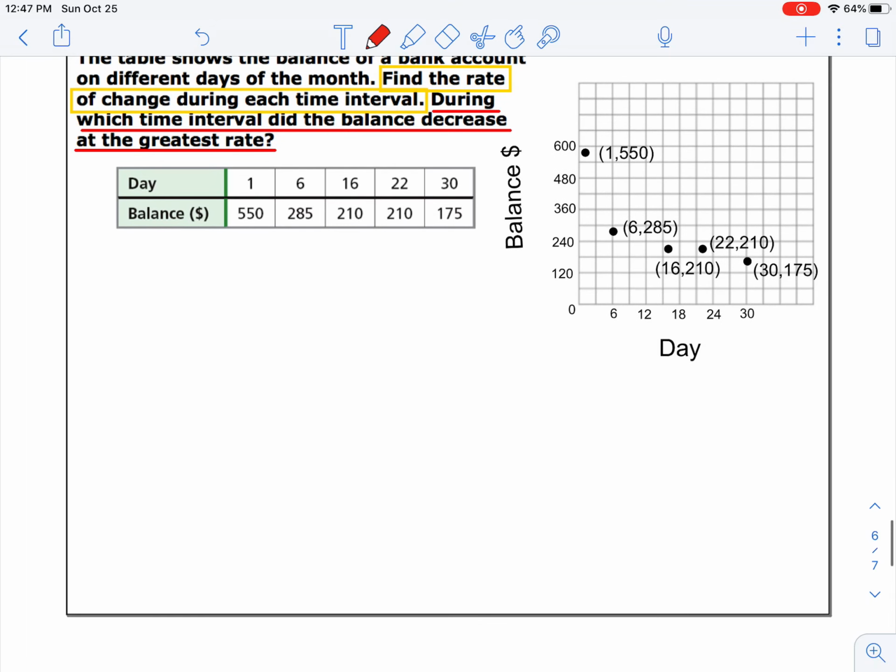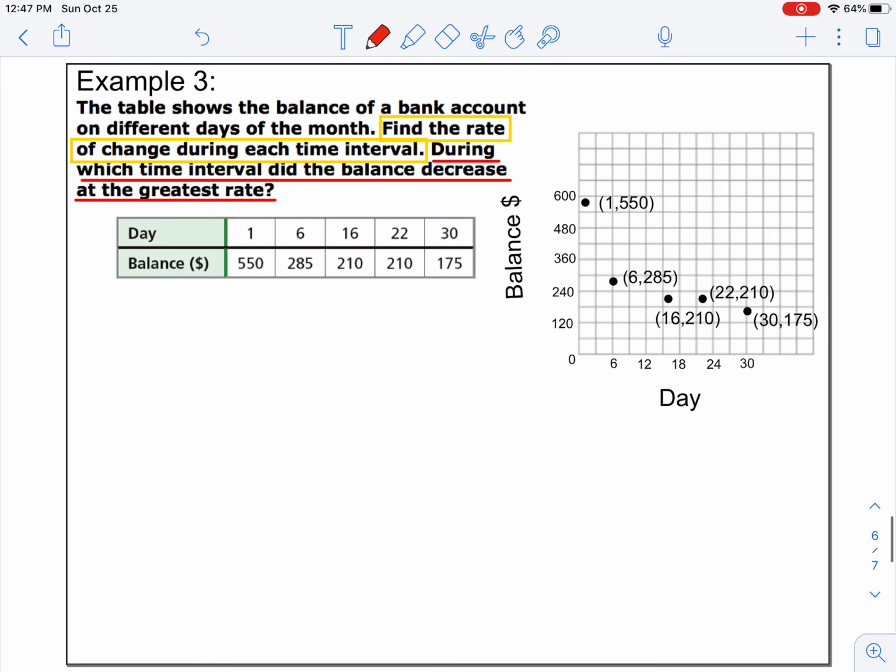All right, here's one other example, and I would like you to pause the video, read the question, and actually try to do this question on your own using what we've been working on in the other examples. Then restart the video for a last explanation.